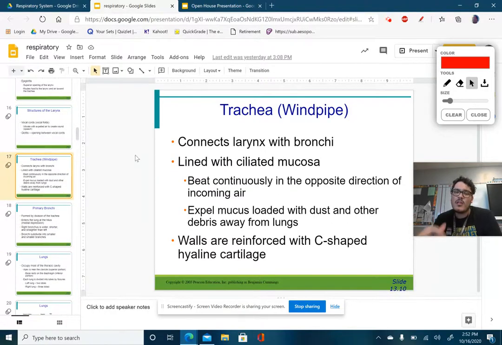Okay, trachea. The trachea is also known as the windpipe. It connects the larynx with the bronchi. We do need to know this right here. It's lined with what's called ciliated mucosa. I will just make sure we're comfortable with that material.